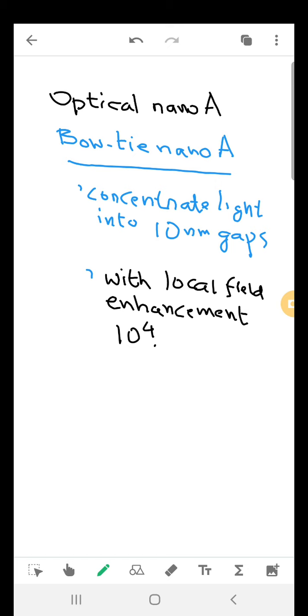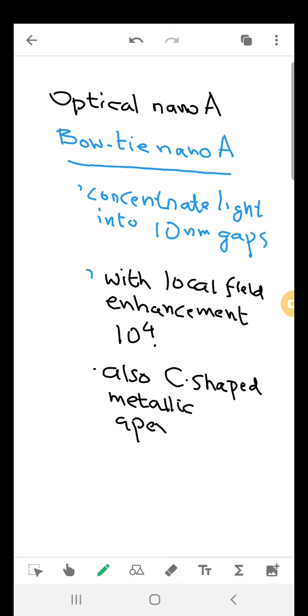And apart from that, C-shaped metallic apertures possess similar properties. So the following property is also being shown by C-shaped metallic apertures. So let us understand what are these two properties.